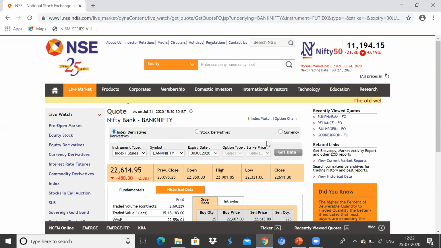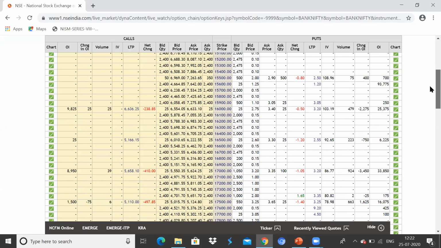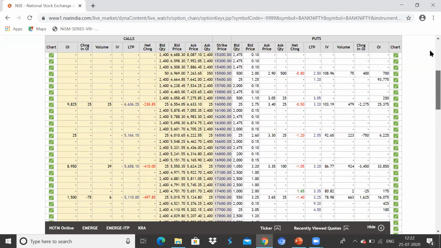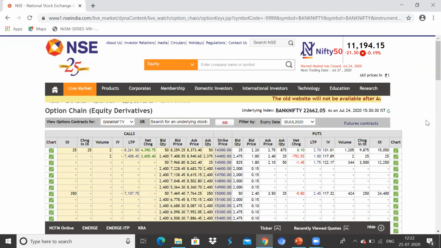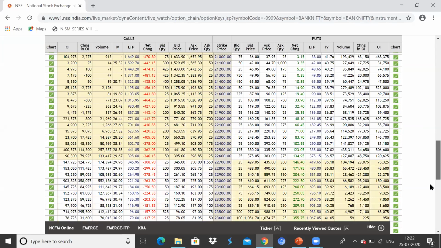Like I said, you see, this is the kind of page we get. And here is the option chain page. So here we get the option page. See? So Bank Nifty is quoting at around 22,600 now. Let's see where it is likely to go on Monday.